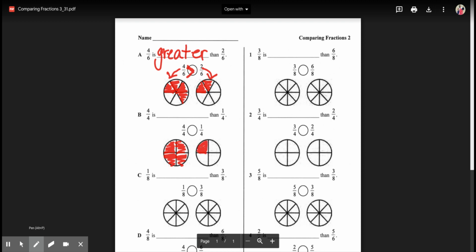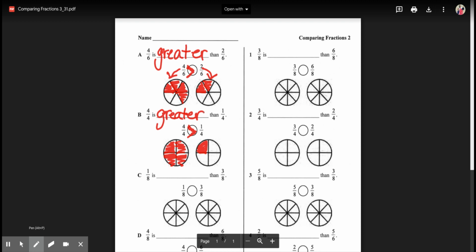So we can look at those and we can tell that 4/4 is greater than 1/4. It's a whole thing. So the 4/4 is going to point to the 1/4, telling it that it's little. So 4/4 is greater than 1/4.